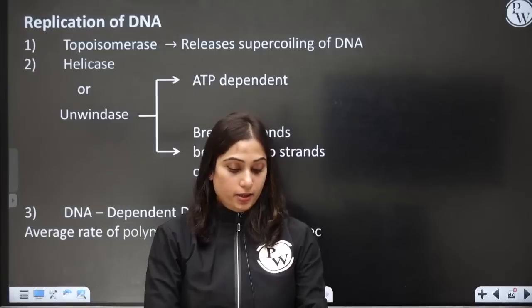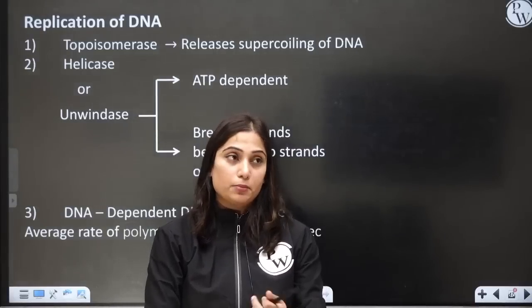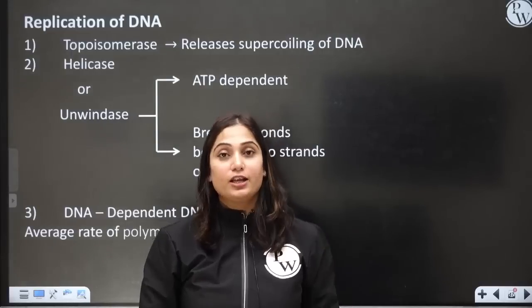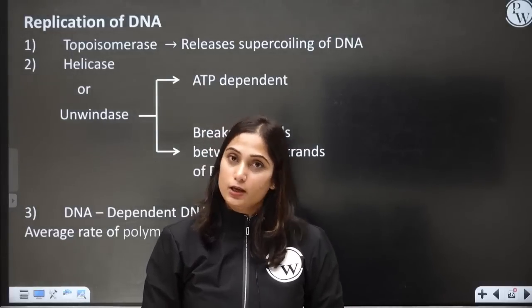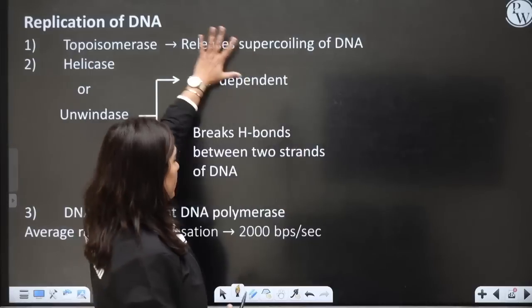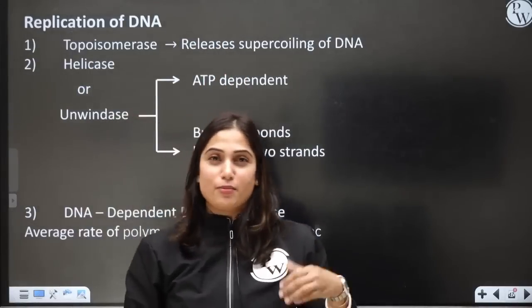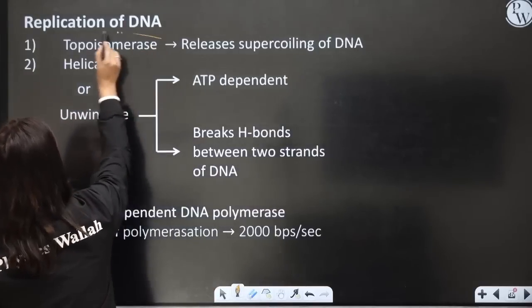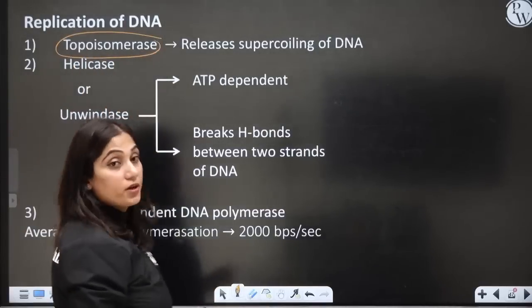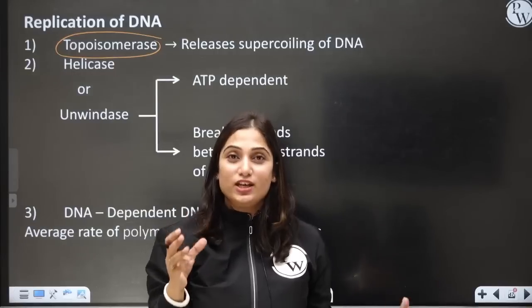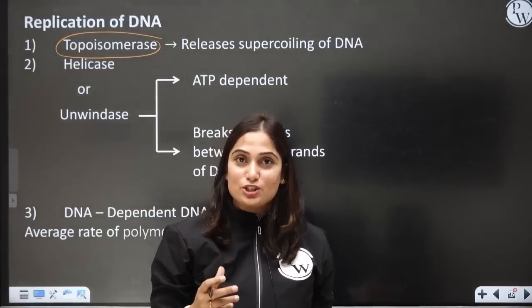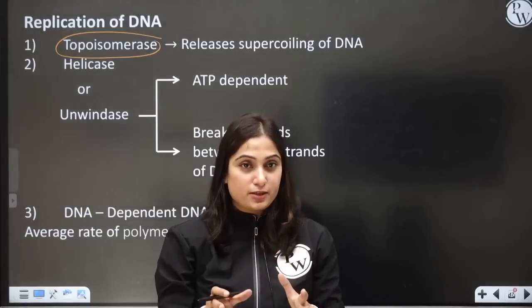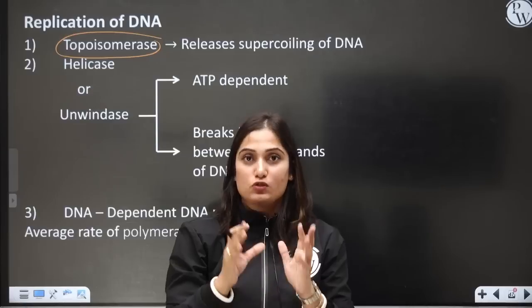In the replication of DNA, replication in prokaryotes occurs in the cytoplasm, but in eukaryotes, it occurs inside the nucleus. During the replication of DNA, many enzymes are involved. The first enzyme is topoisomerase. What is the function of topoisomerase? It releases the supercoiling or the tension of DNA, because DNA in the tensed state is not ready for replication. So the tension has to be released.